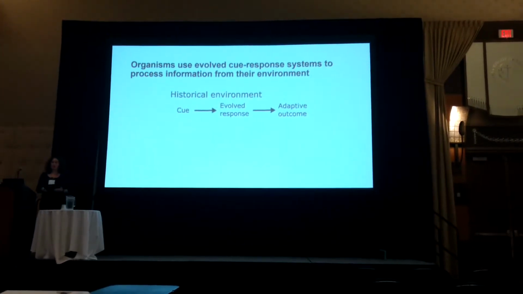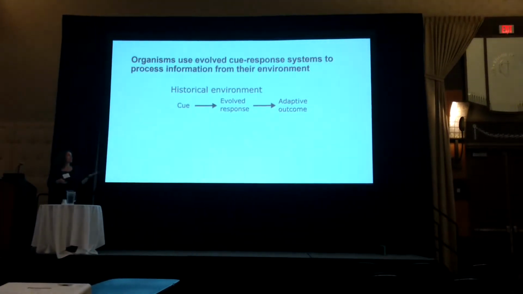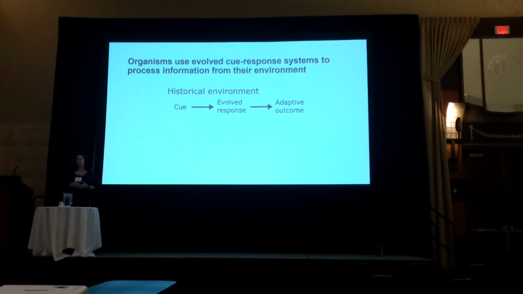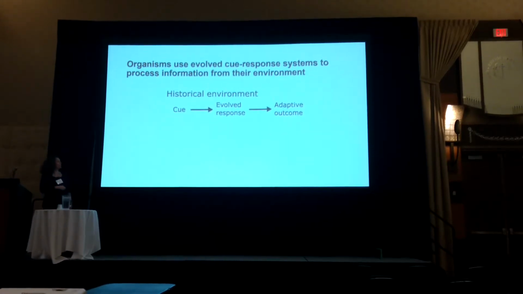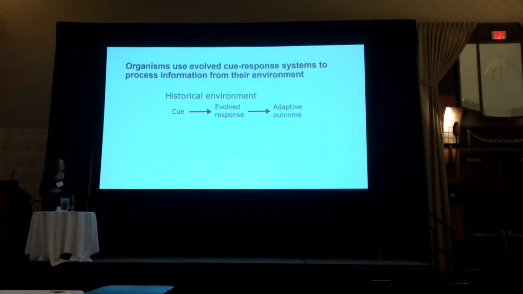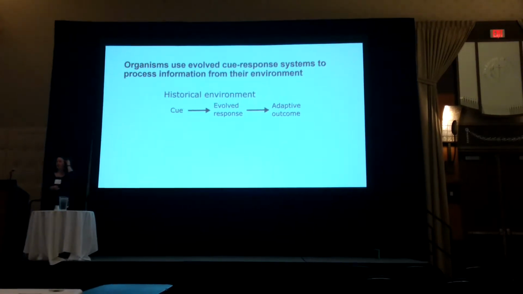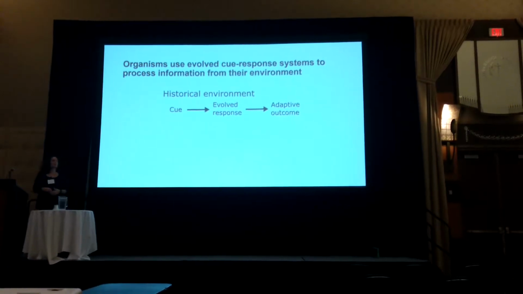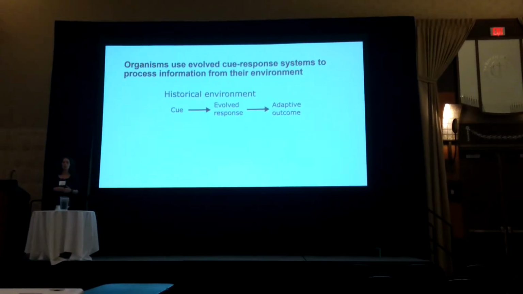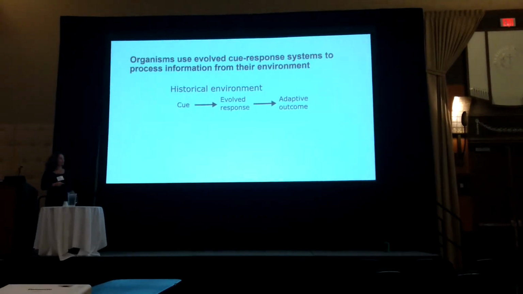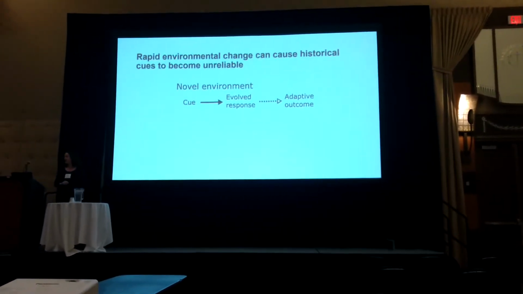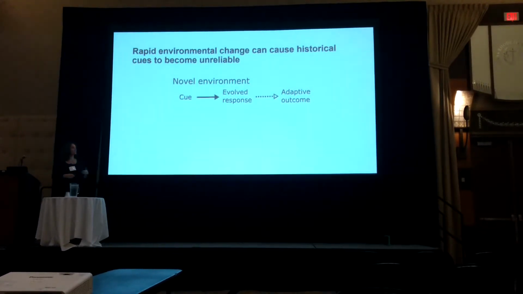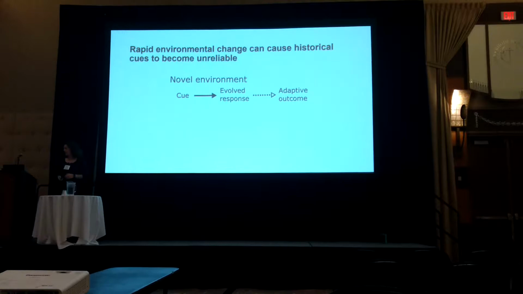Many species use evolved recognition systems to find available resources, to identify risks, or to decide when to perform different life history events. And these evolved cue response systems have been shaped through time to link reliable, predictable information in the environment with adaptive outcomes. But rapid environmental change can cause these evolved recognition systems to no longer be adaptive.